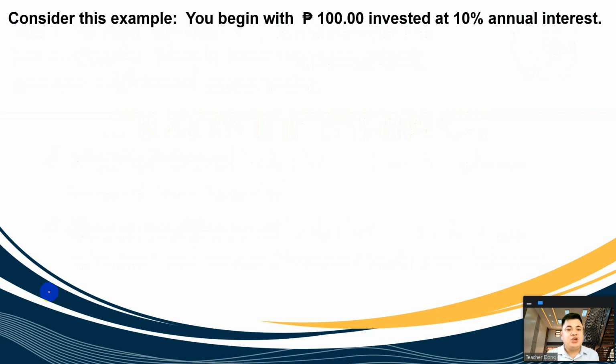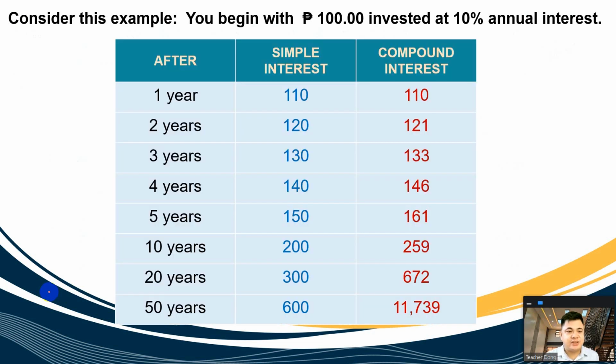Now, let's have an example so that you can compare the difference between simple interest and compound interest. Consider this example. You begin with 100 pesos invested at 10% annual interest. As you can see in this table, in the first column we have the number of years, then the simple interest in the second column, and then the compound interest. In simple manner, we will just analyze the difference between the two.